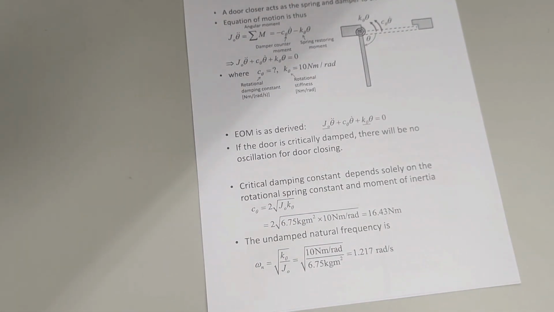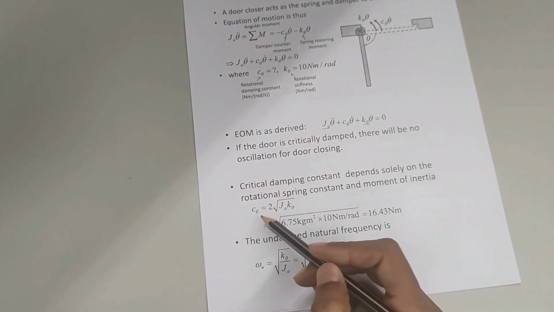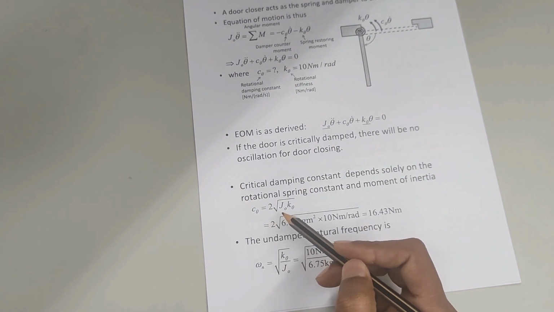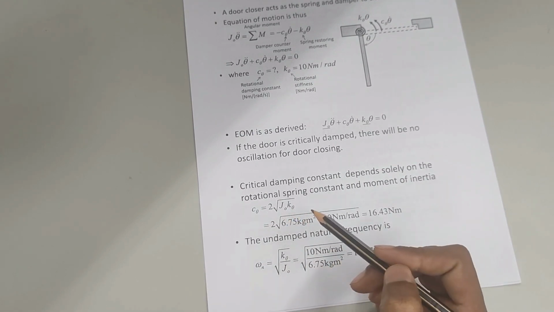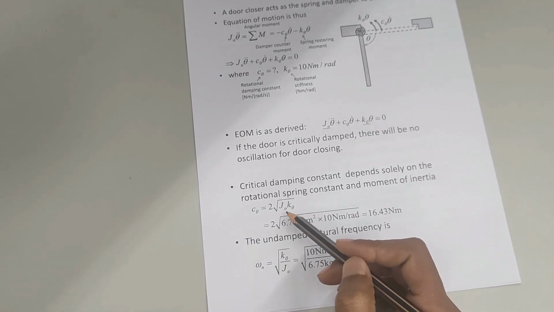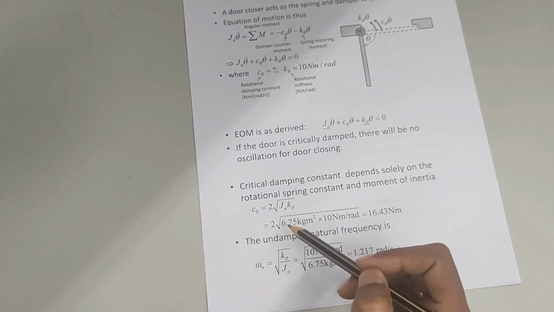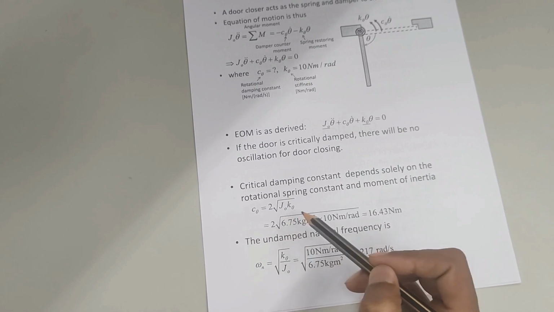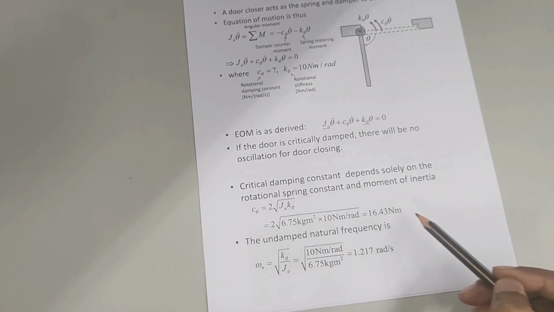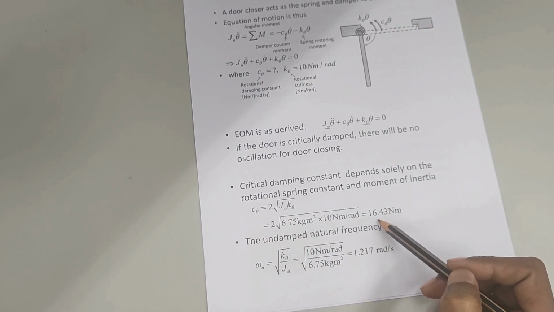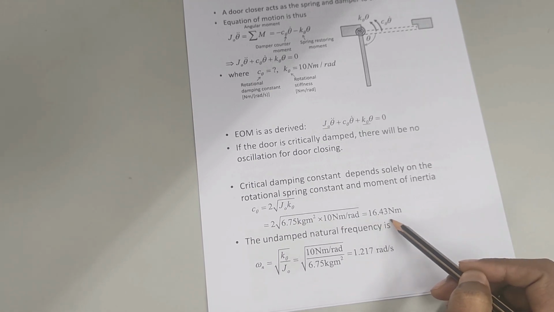The critical damping constant is totally dependent upon the rotational stiffness constant and the moment of inertia. So c theta is equal to 2 root J0 k theta. This is the rotational damping constant c theta. We already have J naught and k theta, so we will get c theta is equal to 16.43.